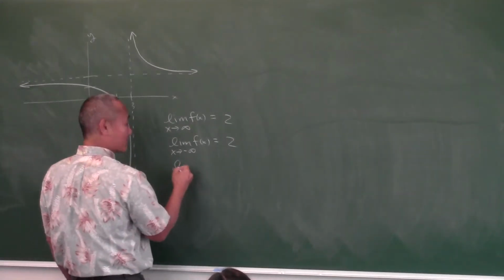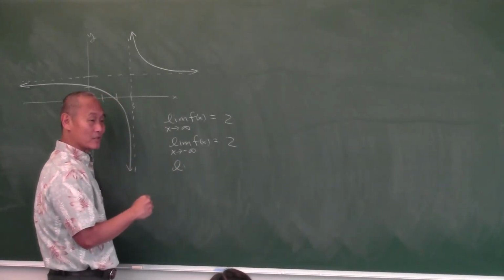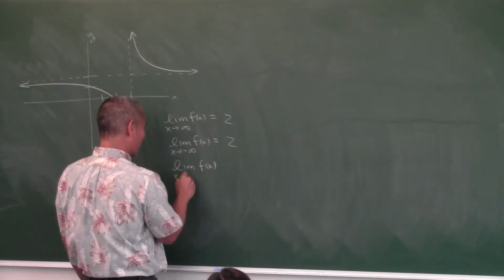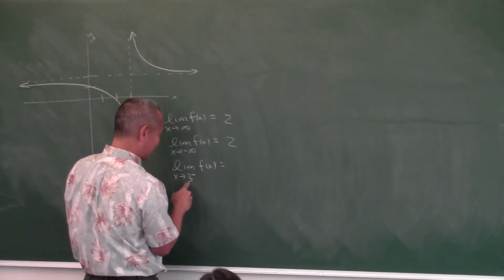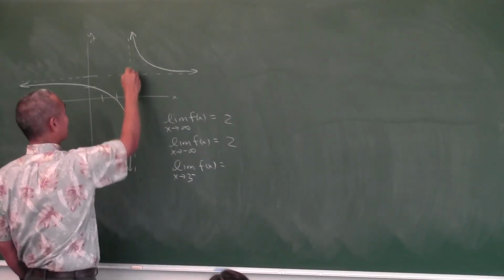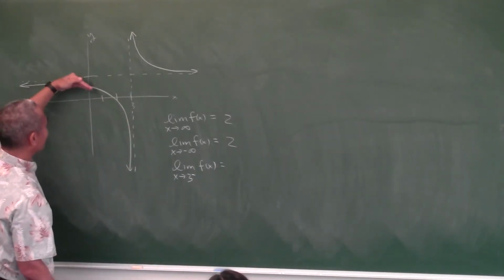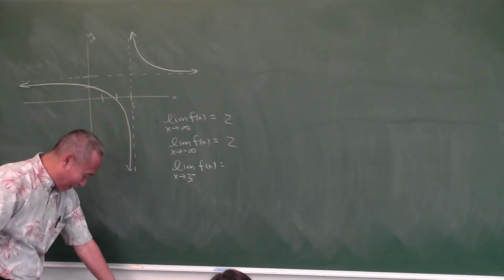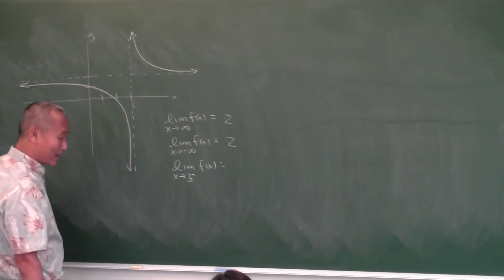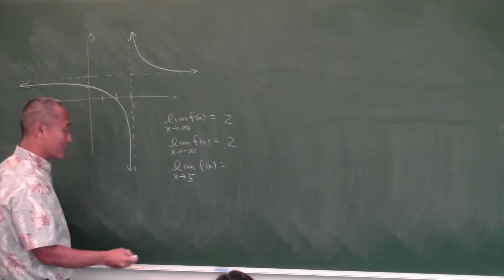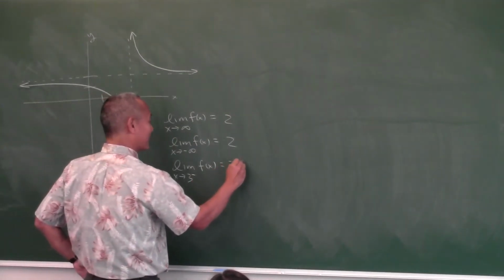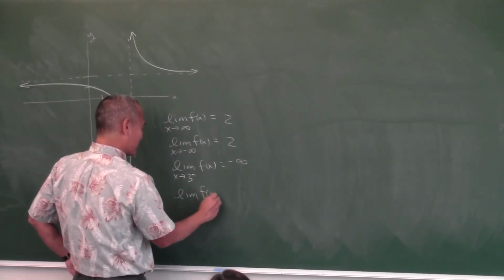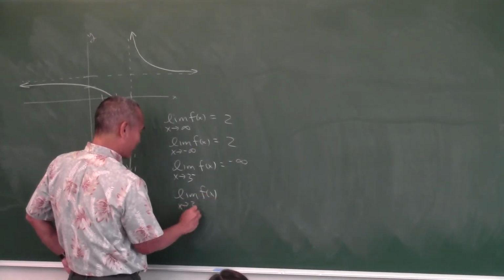You guys remember this from the second quarter when we studied rational functions? What is the limit of this function as x approaches 3 from the left side? Here's x equals 3. Coming from the left side, what's happening with the y coordinates of the graph? The graph is exploding down there. The y coordinate is really large negative. So what do you think? Negative infinity. What is the limit of this function as x approaches 3 from the right?